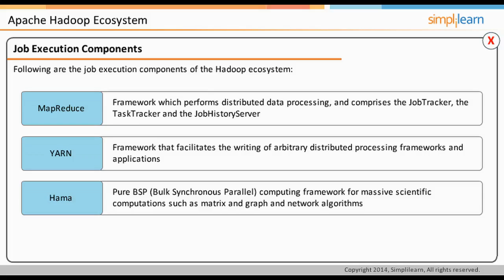The job execution engines are as follows. MapReduce is a framework for performing distributed data processing. It comprises the job tracker, the task tracker, and the job history server. Yarn is a framework that facilitates the writing of arbitrary distributed processing frameworks and applications. Hama is a pure bulk synchronous parallel, or BSP, computing framework for massive scientific computations such as matrix and graph and network algorithms.